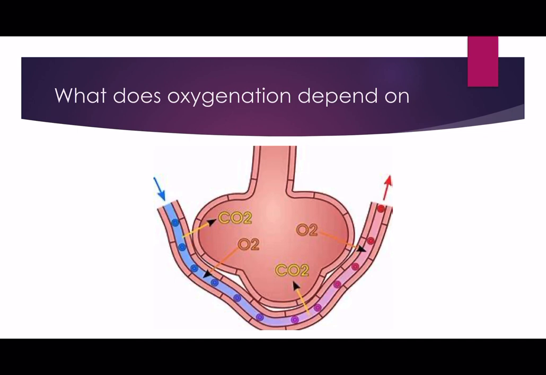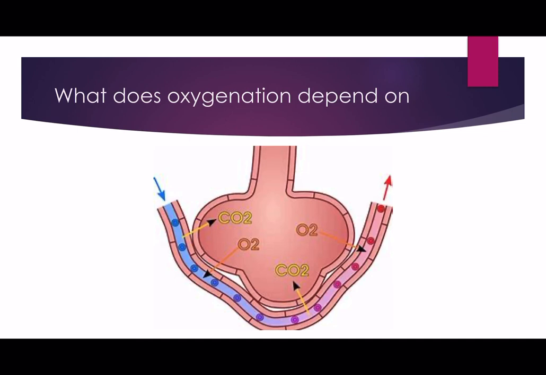Suffice to say, the most important thing to bear in mind when managing any patient with hypoxia is to think about this picture here. What you're seeing here is the alveolus and the capillary, and that is all that matters in the lungs when thinking about oxygenation and ventilation, i.e. CO2 removal.